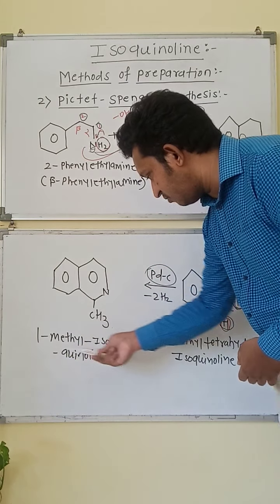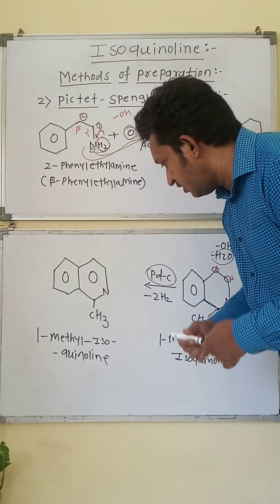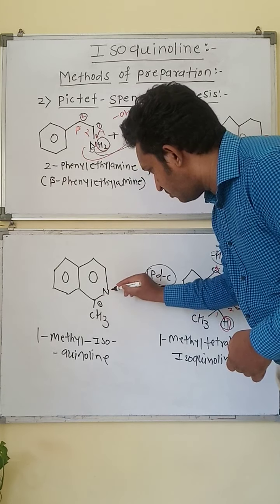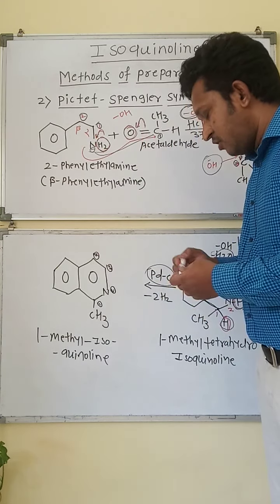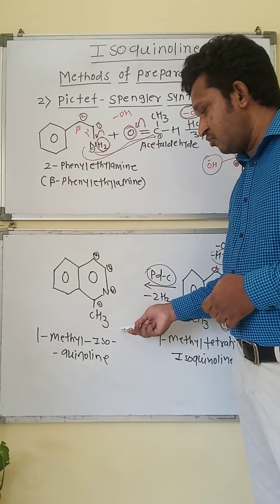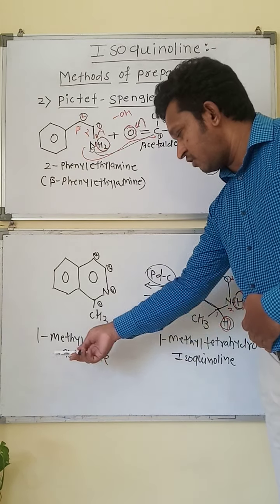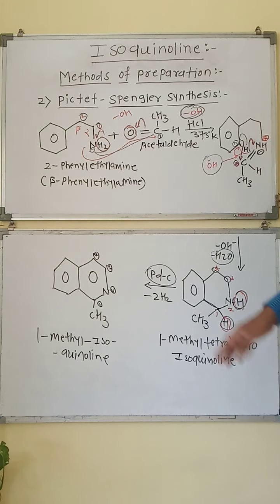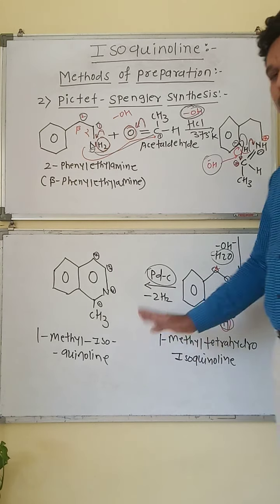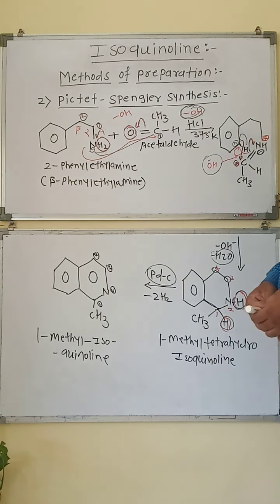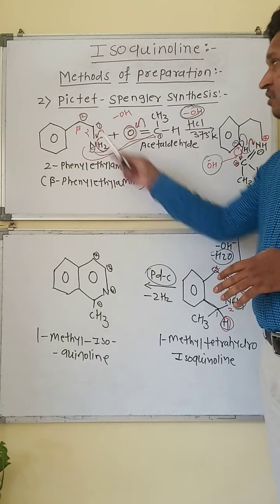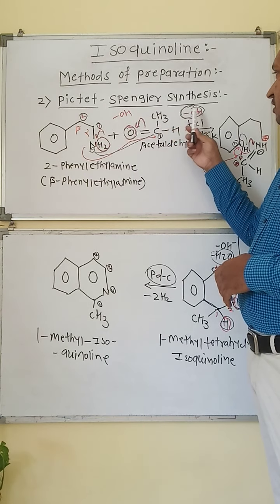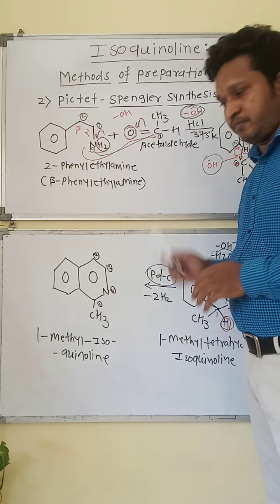It is called 1-methyl isoquinoline. This is first number, this is second, this is third and this is fourth number carbon. The first number carbon has a methyl group substitution, so it is called 1-methyl isoquinoline. In this way we get the derivative of isoquinoline by the reaction between 2-phenylethylamine and acetaldehyde. This reaction is called the Pictet-Spengler synthesis of isoquinoline.